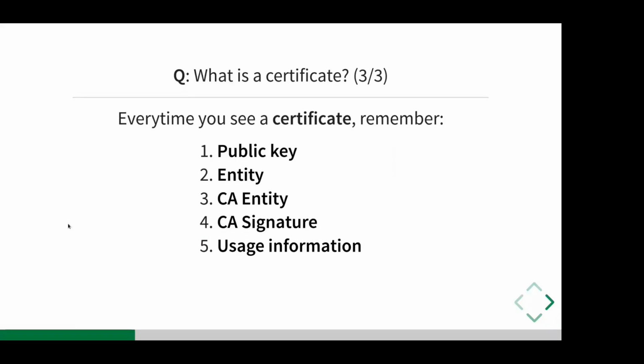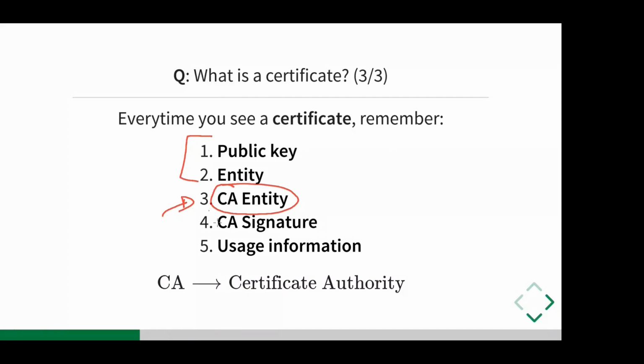Every time you see a certificate, these are the key points. You have the public key entity, then you have what I call the CA, the certificate authority. We will see that later. We have an identifier for the certificate authority that has signed the certificate, so there is a CA entity and a CA signature. Then there is some information about how to use those certificates. And certificate authorities, of course, will play a key role in the distribution of certificates, as we will see.